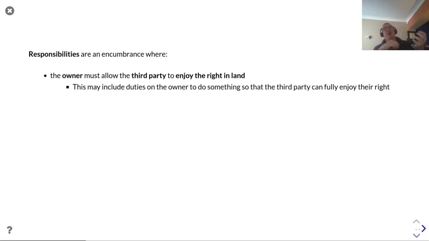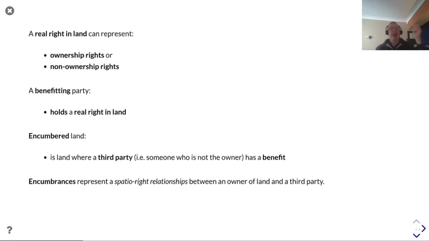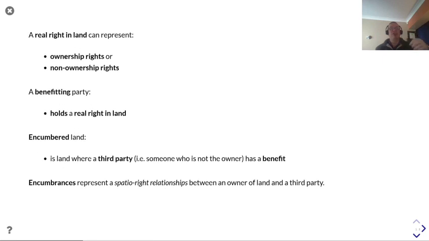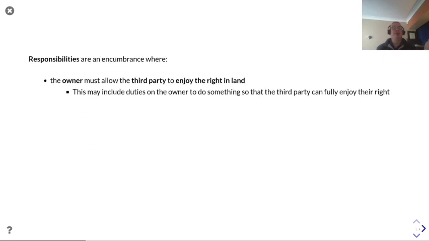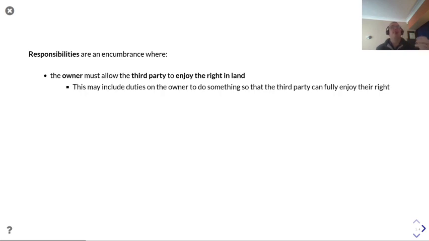Responsibilities are an encumbrance, i.e. they have this spatio-right relationship between an owner and a third party. So responsibilities are an encumbrance where the owner must allow the third party to enjoy the right in land. And this may include duties on the owner to do something so that the third party can fully enjoy their right. Now that might be to clean ditches, to maintain walls, and other such activities.